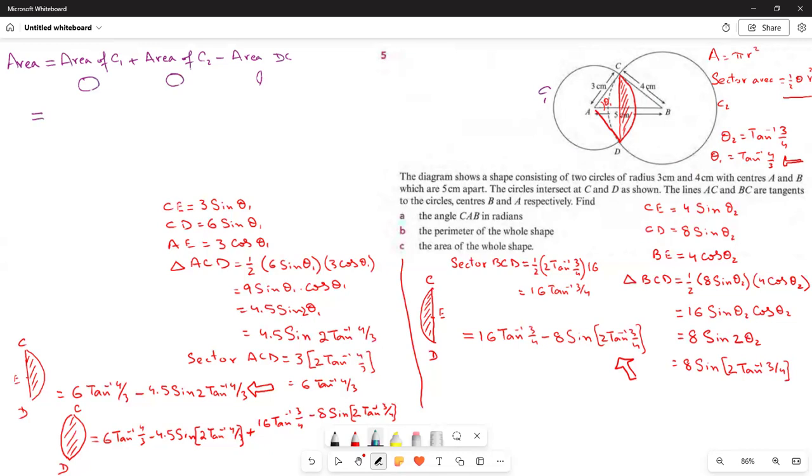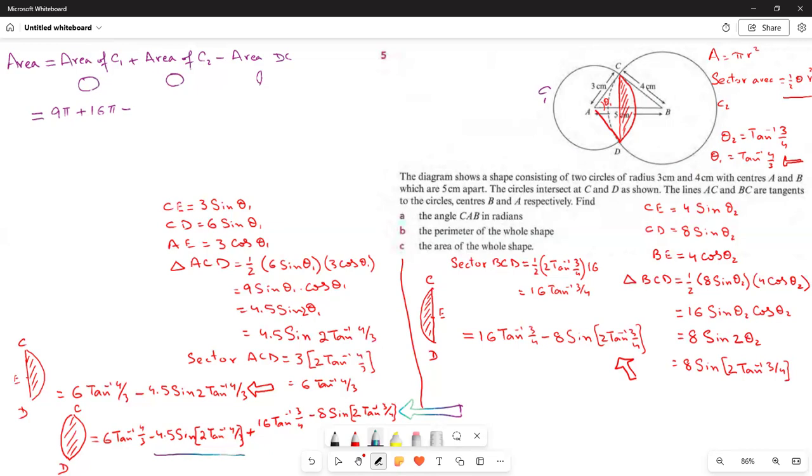Area of C1 is pi r square. So r square is 9, so this is 9 pi. Plus the area of the other circle is 16 pi. And minus the area which is common, which is this complicated expression. So when I subtract this thing, something will become positive.